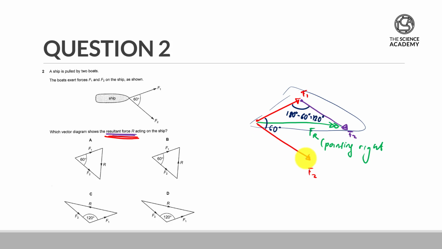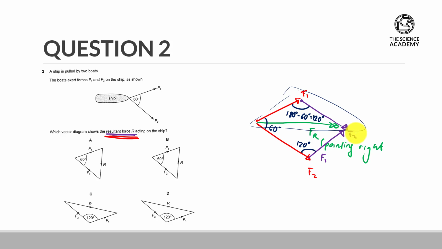Now similarly, instead of shifting F2, I can also opt to shift F1. If I've decided to shift F1 instead, I will get this, where once again I have a parallelogram, and this angle over here is going to be 120 degrees because of, again, interior angles in a parallelogram.